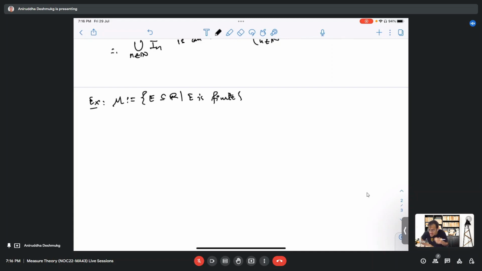Does everyone think that this is a monotone class? Yeah, maybe we have to work a bit, right? Let us try to prove that this is a monotone class. If we get stuck in between, then we'll know how to find a counterexample to this. So let us take a sequence E_n in this M. Then we want to know whether the union of E_n is finite or not.